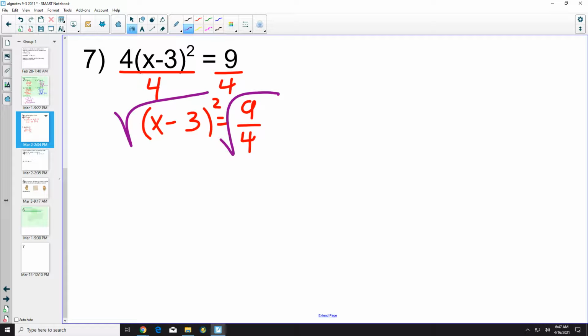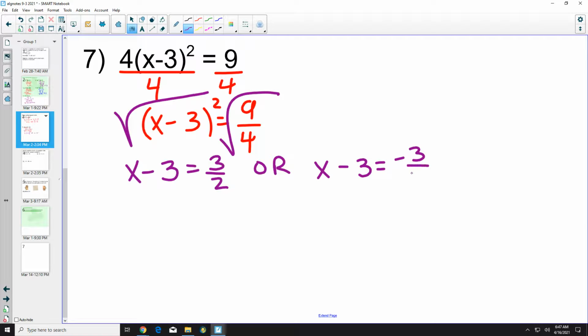Then you have a perfect square on the left side, and you can take the square root of both sides. So the square root of x minus 3 to the second would be x minus 3. The square root of 9/4 would be a positive 3/2, because the square root of 9 is 3, the square root of 4 is 2. Or it would be a negative 3/2, which you could put as negative 1.5.